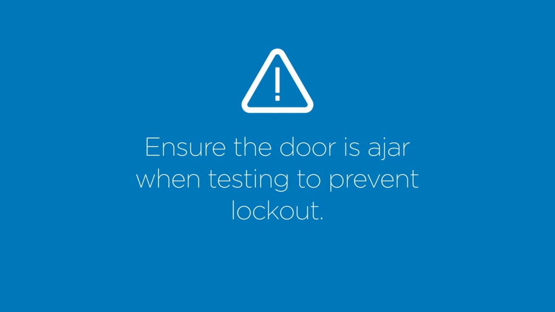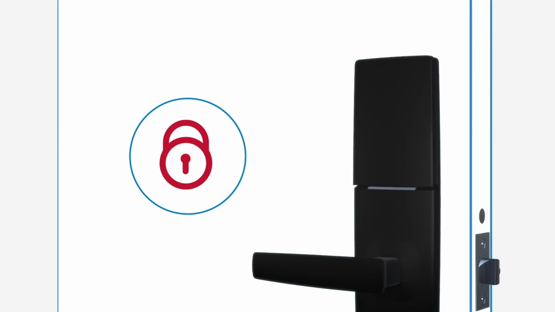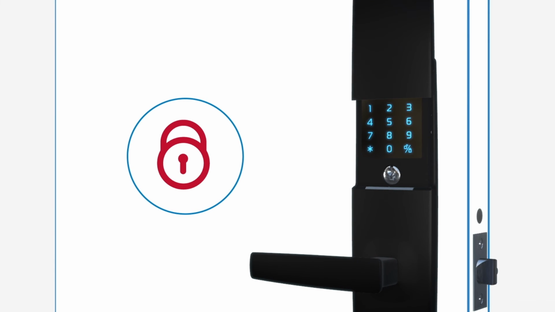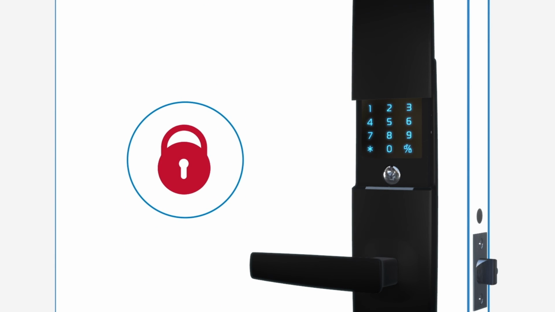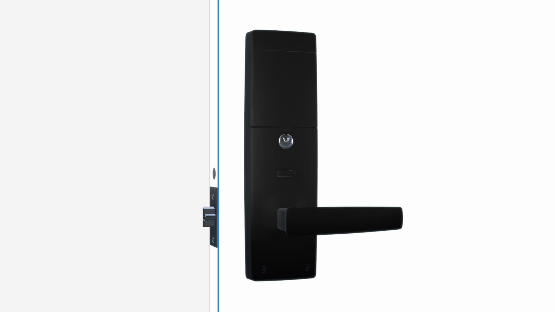Test your lock with the door ajar to prevent lockout. Use the padlock icon to privacy lock. Unlock or deadlock your door, ensuring it is not deadlocked when people are inside. Internally, operate the lock like other models using the lever or privacy button.